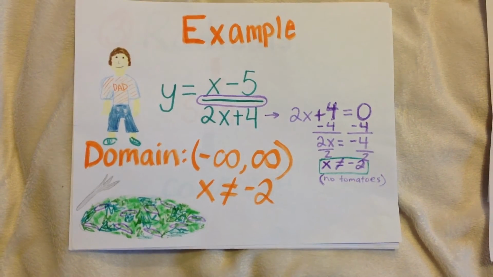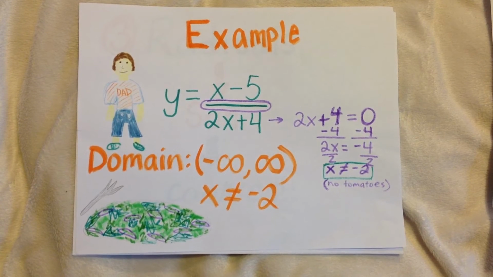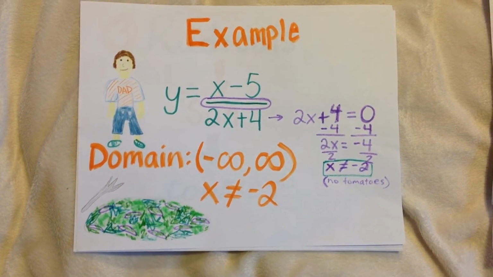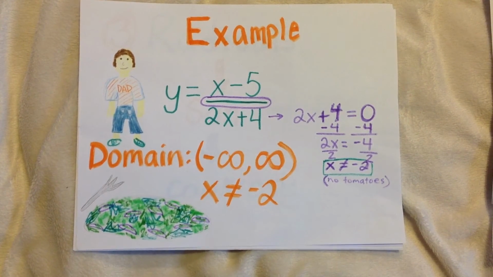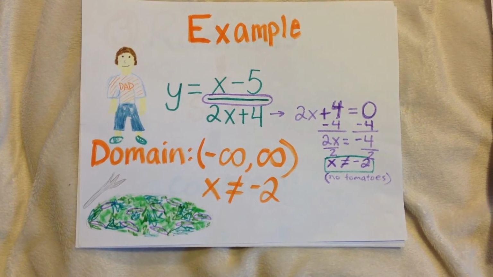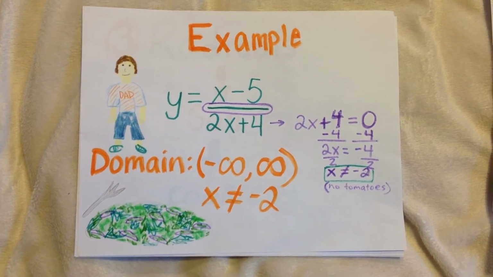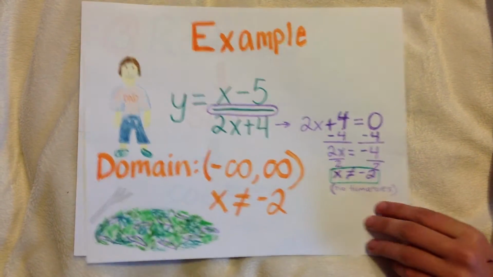In this example, since there's a fraction bar, you must take the denominator, set it equal to 0, and solve for x. Whatever equals x is forbidden from the graph, or in this case, the salad. So the salad, or negative infinity to infinity, stays the same, but x cannot equal negative 2, which is represented by the tomatoes.